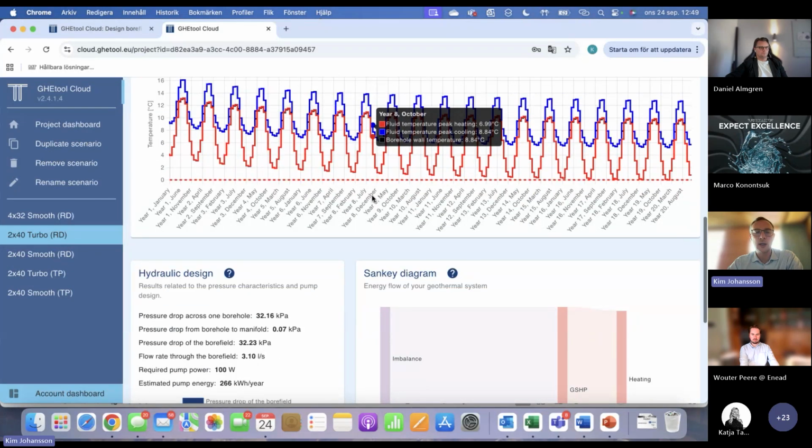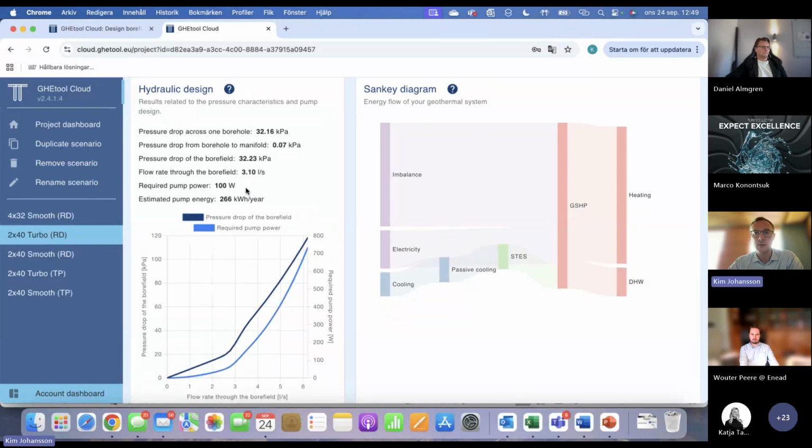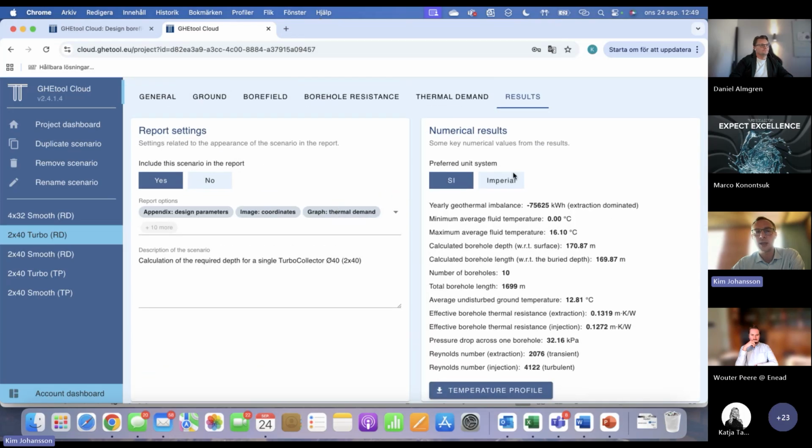And having a quick look at the pressure drop, as Wouter explained before, we have a slightly higher pressure drop within this window, but it's still, I would say, in the same region. Here we have a pressure drop in the system of 32.2 kilopascal, which I think is very acceptable. So this is one way of showing the benefit of the TurboCollector and the fins inside of the pipe.